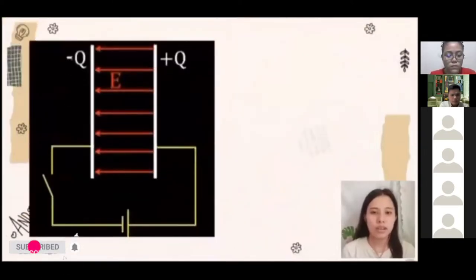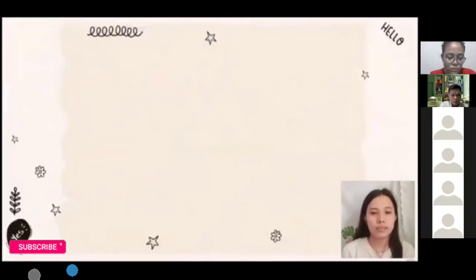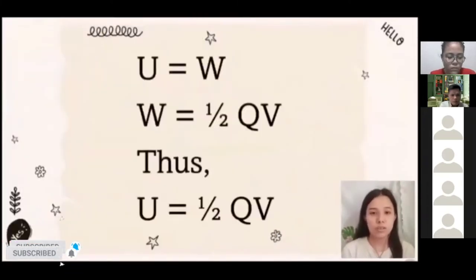We can see in this illustration the electric field lines between the two oppositely charged plates. This is where the energy is stored in a capacitor. As I have said earlier, energy stored in a capacitor is equal to the work done. And work done is equal to 1/2 times the electric charge times the electric potential difference. Thus, we can find the magnitude of the energy stored in a capacitor by using the same formula we use to get the work done.